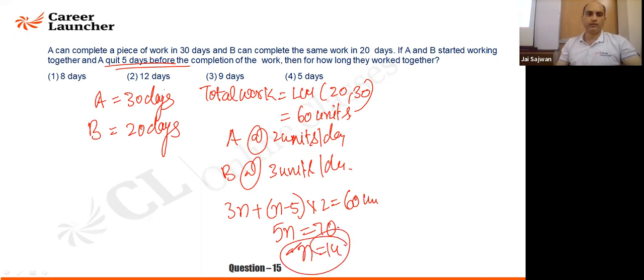Now it is asked: for how long did they work together? Total days are 14, but 5 days before the end A quit the job. So for 5 days A is not working with B. So can I say, out of 14, if you exclude 5 days, 9 days they were working together. That's why the option is the third one. Steffi, I hope it is clear now.